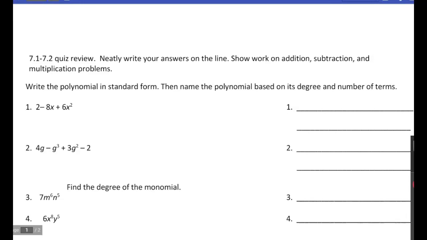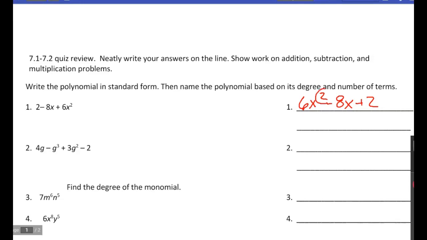So let's just put it in standard form. So we're going to go highest degree to lowest degree. So it is the highest degree first. So 6x squared minus 8x. And the number always goes last. And then it says name it. Okay, so it says based on its degree, number of terms.